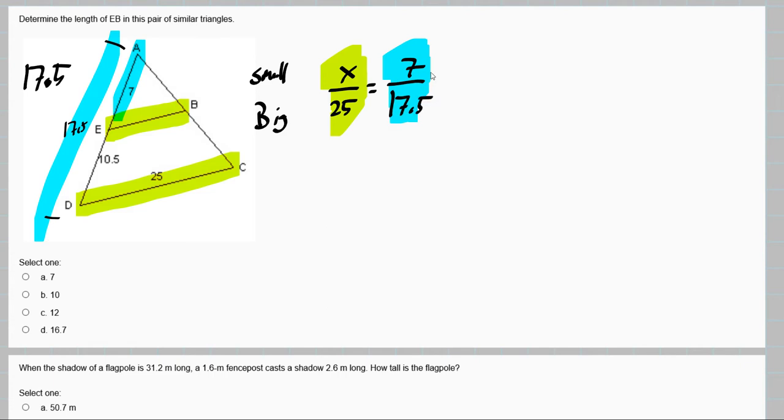So if we do 7 times 25, we get 175. We divide that by 17.5. We find that this line here, E to B, should be 10 units long.